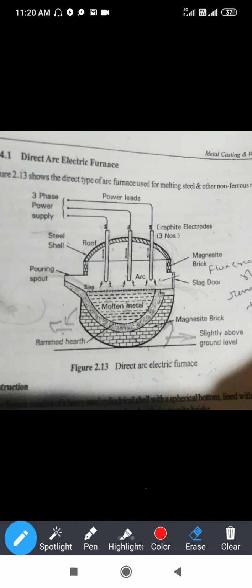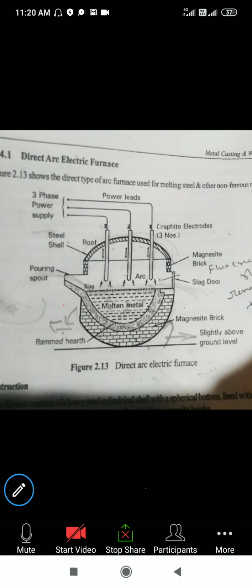Does anybody have any doubts regarding this direct arc electric furnace? If you have a doubt, you can ask.